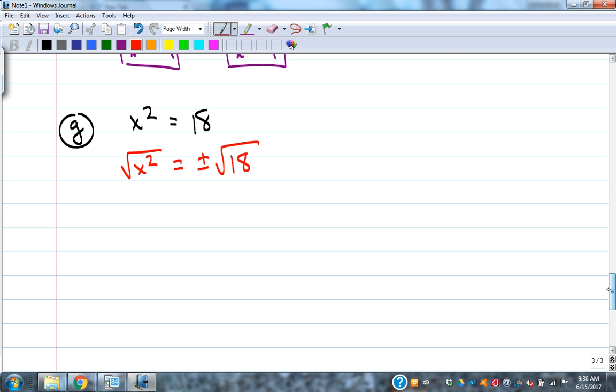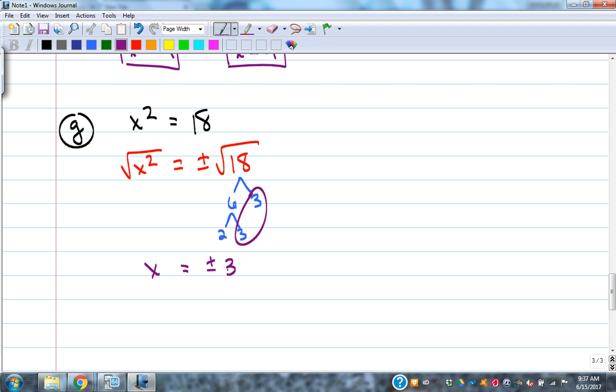Well, 18 doesn't have a nice square root. So I'm going to do the stuff we did on Tuesday with the square roots. I'm going to break that down. 18 I know is 6 times 3, and 6 is 2 times 3. I've got a pair of 3's. So that means what comes out of the square root?